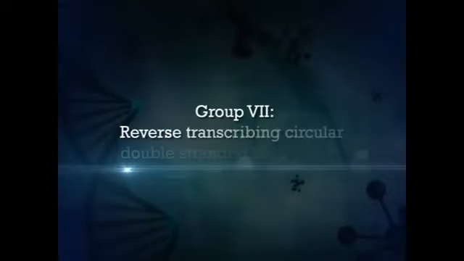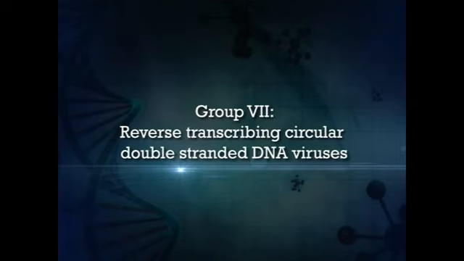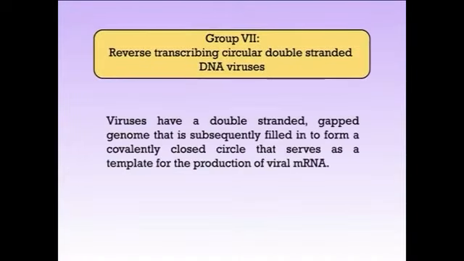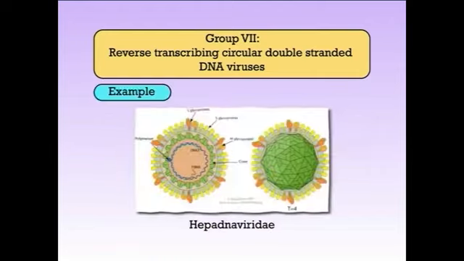Now we'll come to Group 7. Group 7 are the reverse transcribing circular double-stranded DNA viruses. Under this, viruses have a double-stranded gapped genome, which is subsequently filled in to form a covalently closed circle that serves as a template for the production of viral mRNA. So Hepadnaviridae is one of the examples of this group of viruses.